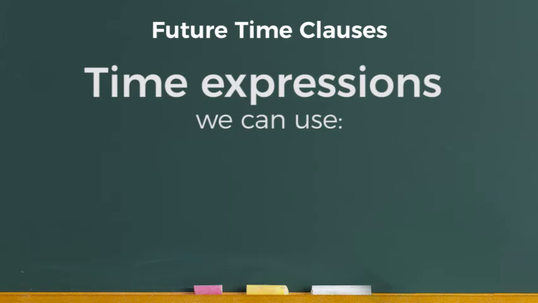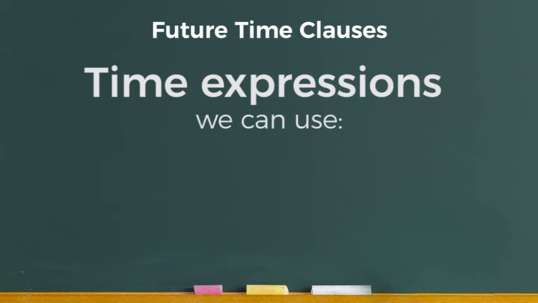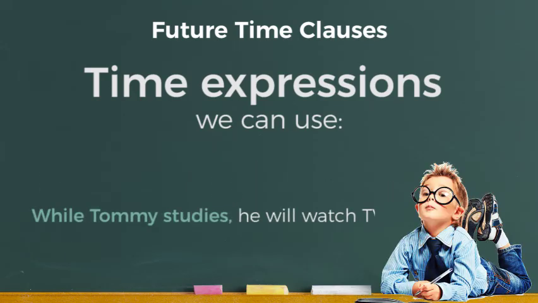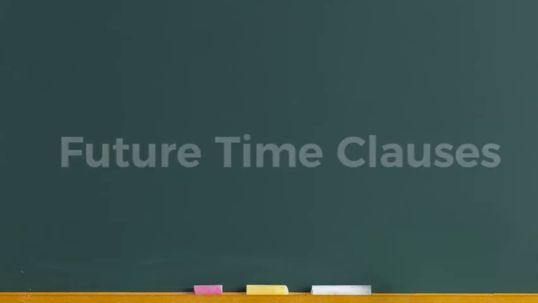Let's move on to the last time expression, and this is while. We use while to explain that the two activities happen at the same time. In the example, while Tommy studies, he will watch TV. This sentence means that Tommy watches TV at the same time that he studies, although this is not a good thing to do. Anyway, this is all for now.